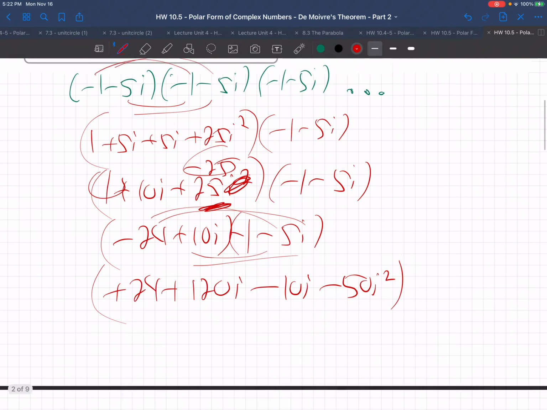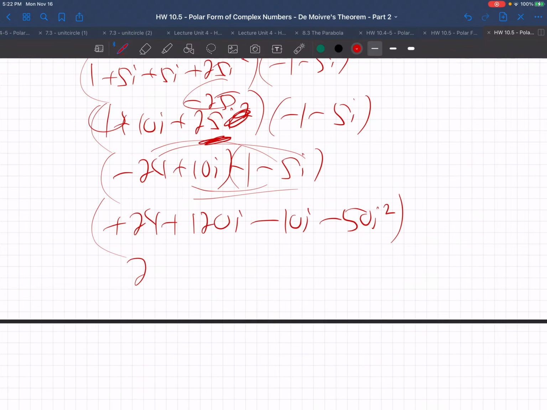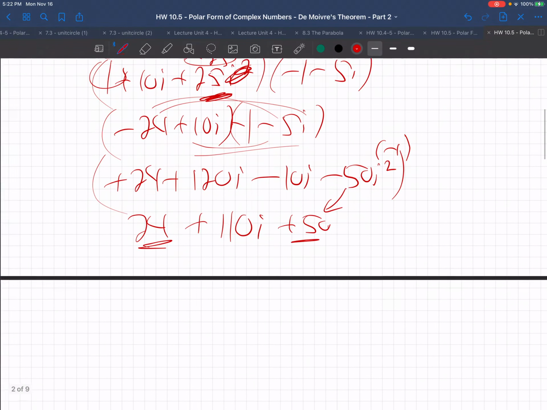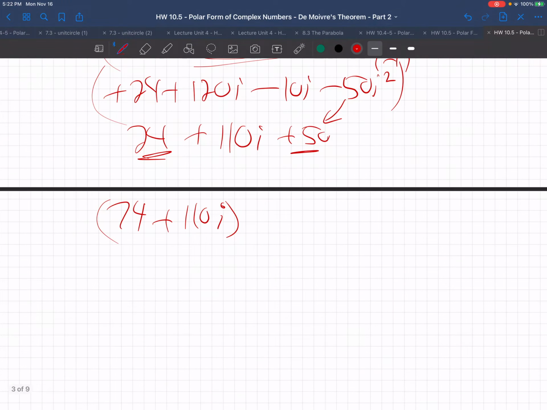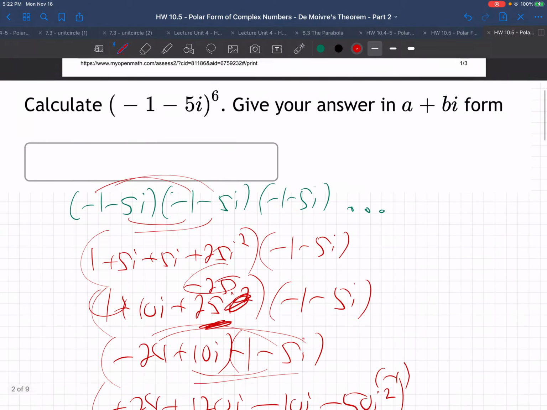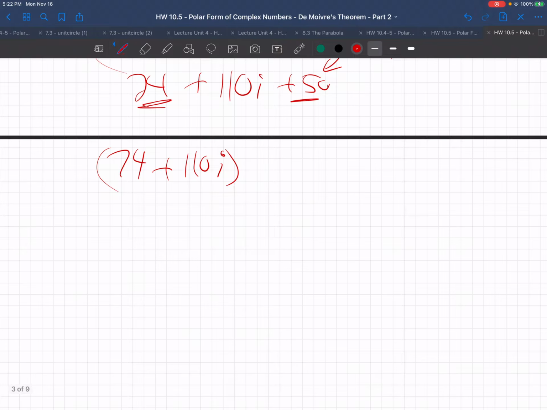I almost want to finish it now. This would be 24 plus 110i plus 50, right? Because minus 50i squared is negative 1 again. So 24 and 50 is 74 plus 110i. Okay, that's 3 of them. That's just the third power, right? I've only done 3 of them so far. I have 3 more to go.